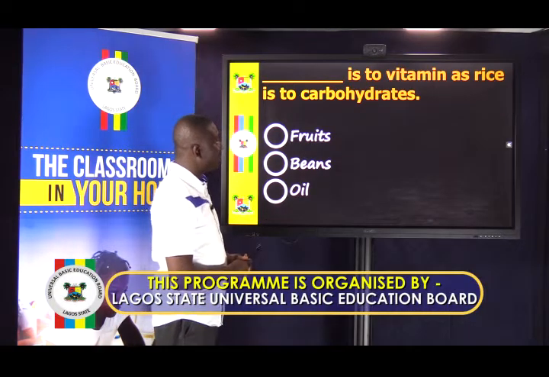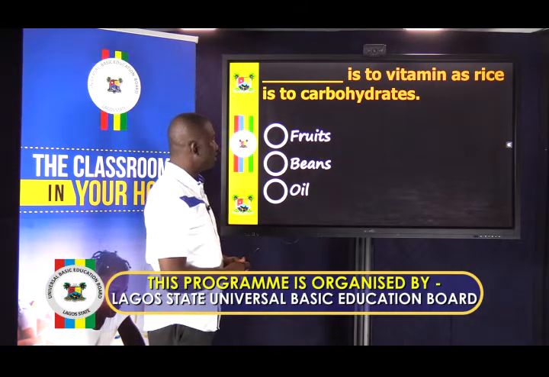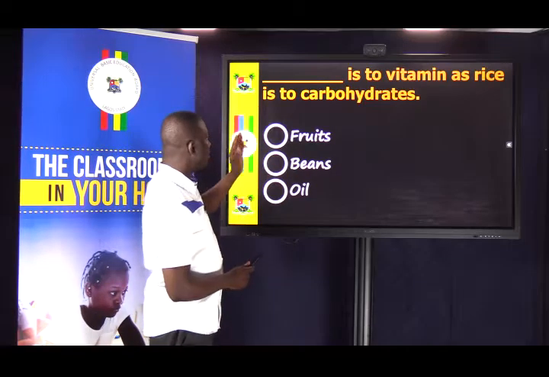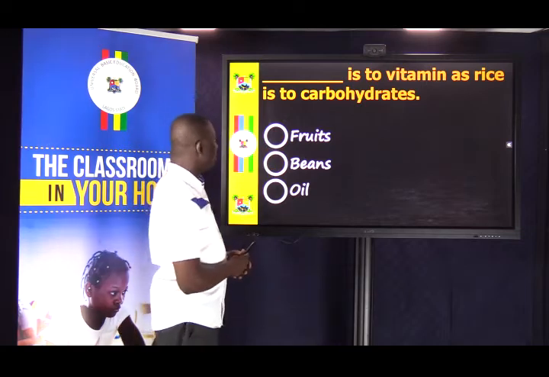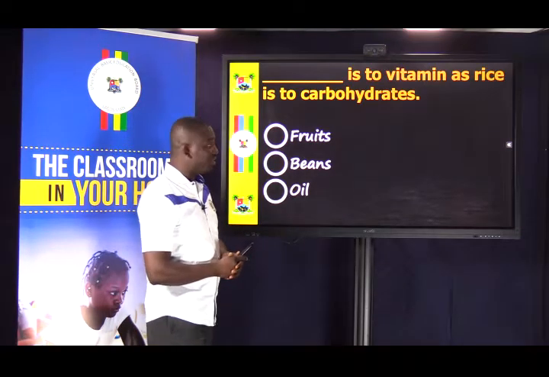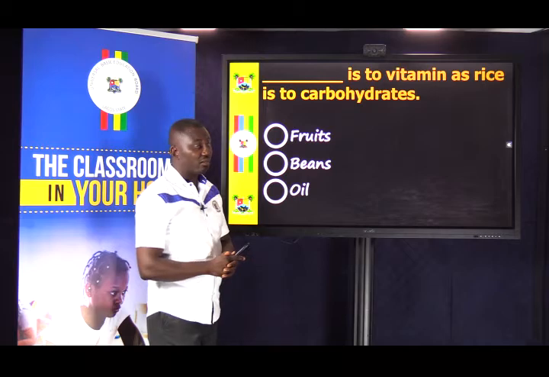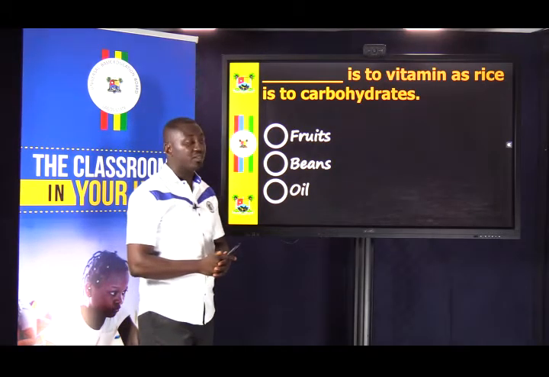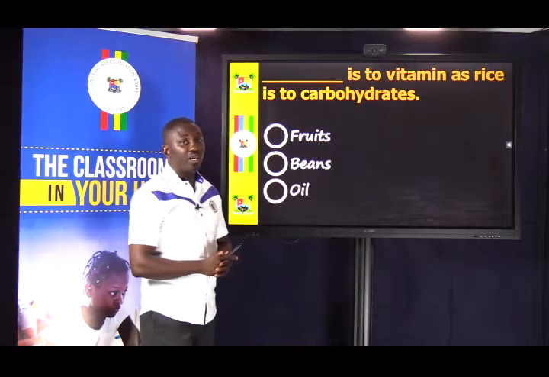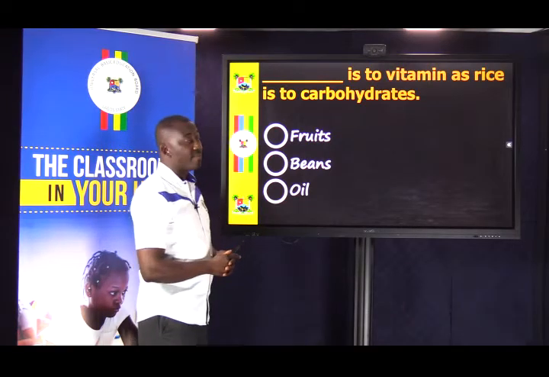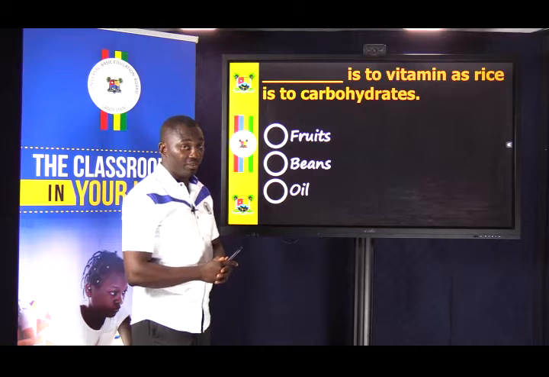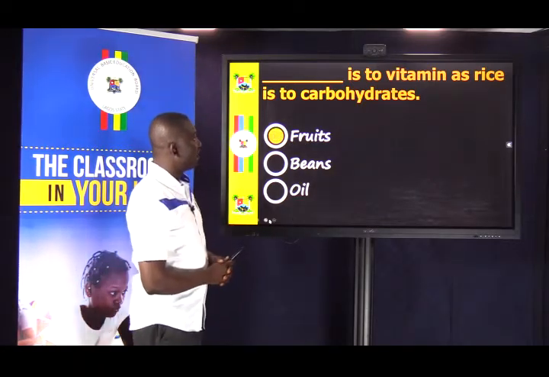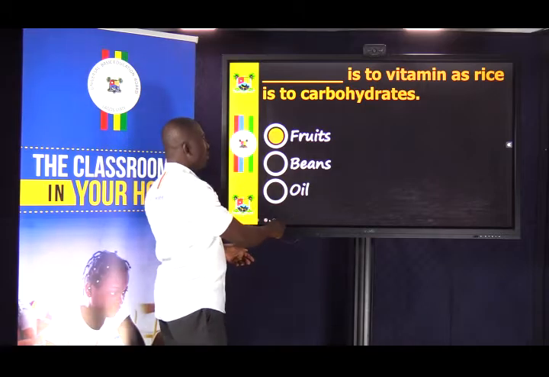Dash is to vitamin as rice is to carbohydrate. Is it fruits? Is it beans or oil? Have you put down your answer? Okay, we can move on. All right. Fruits is to vitamin as rice is to carbohydrate.